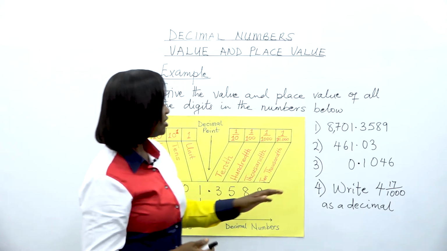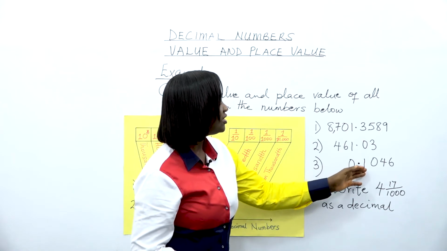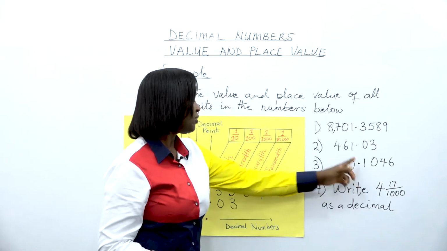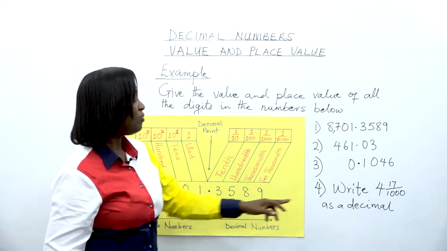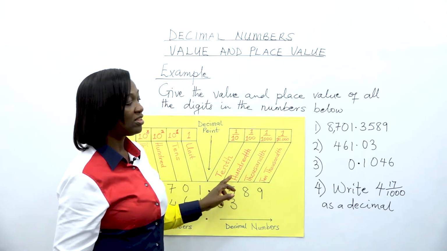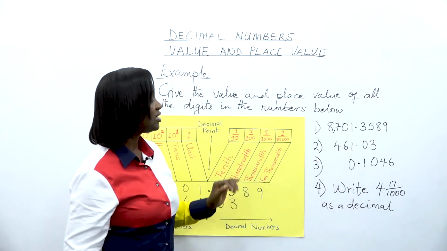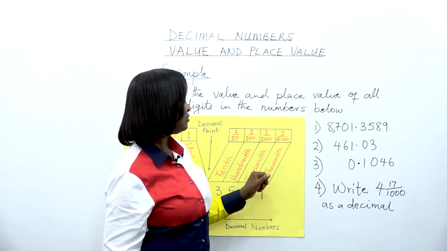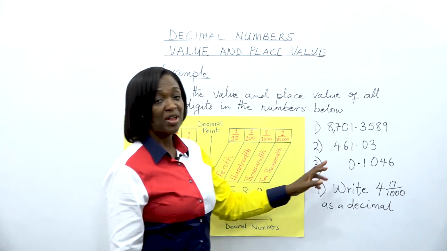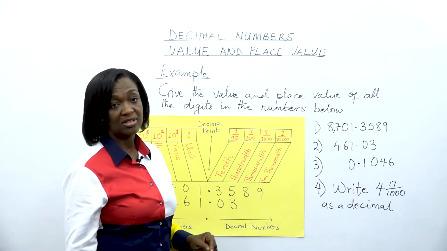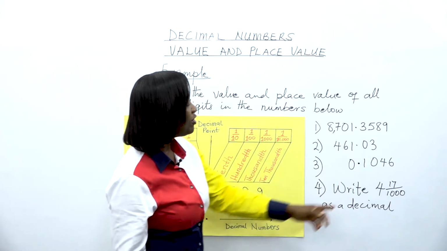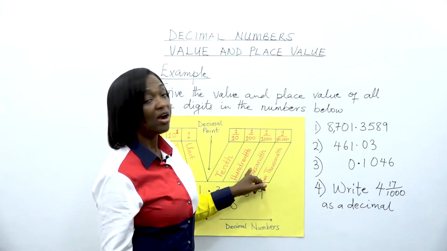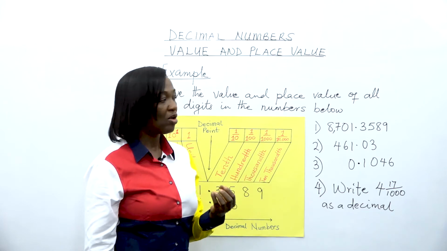Let's look at the third number, 0.1046. What is the place value of the 1? The place value of the 1 is 10th. The place value of the 0 is 100th. The place value of the 4 is 1000th. And the place value of the 6 is 10,000. What is the value of the 4? The value of the 4 is 4/1000. That's the actual worth of the digit.